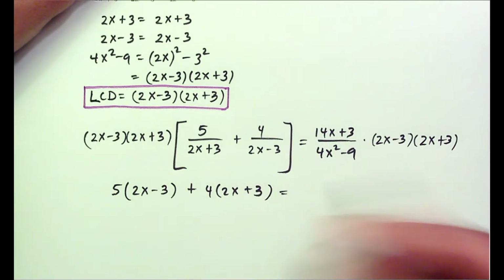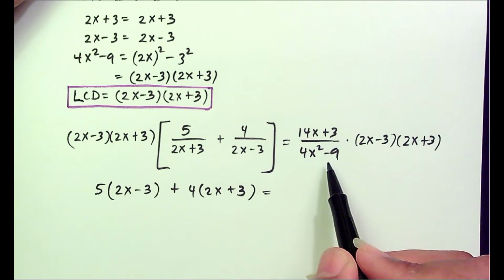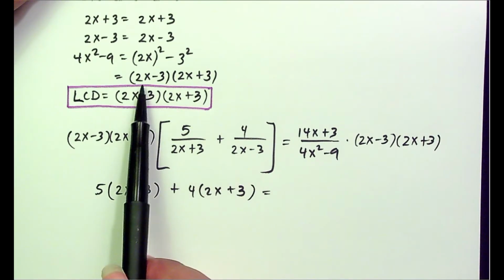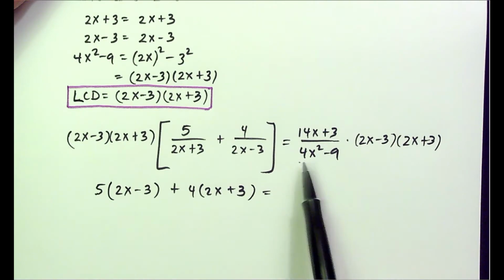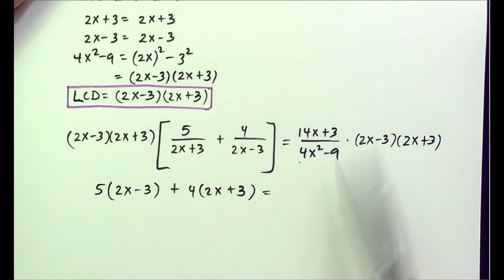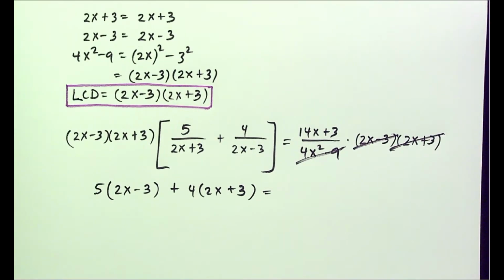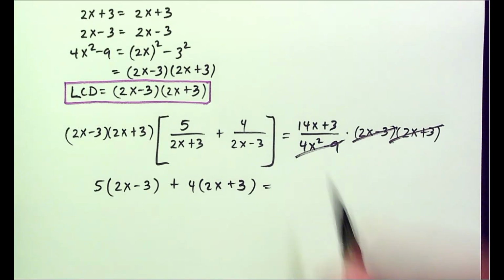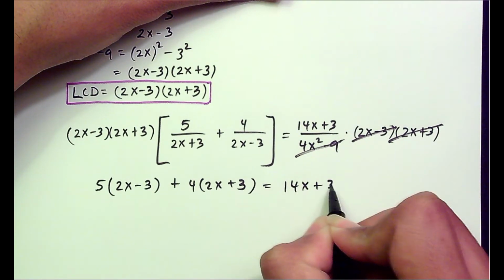Alright, and then on the right hand side, note that 4x squared minus 9 is actually exactly equal to both of them. So that means if you were to write this in factored form, both of them would be down there, so both of them would cancel. So the whole thing would cancel. Alright, so then that means you're left on the right hand side with just 14x plus 3.